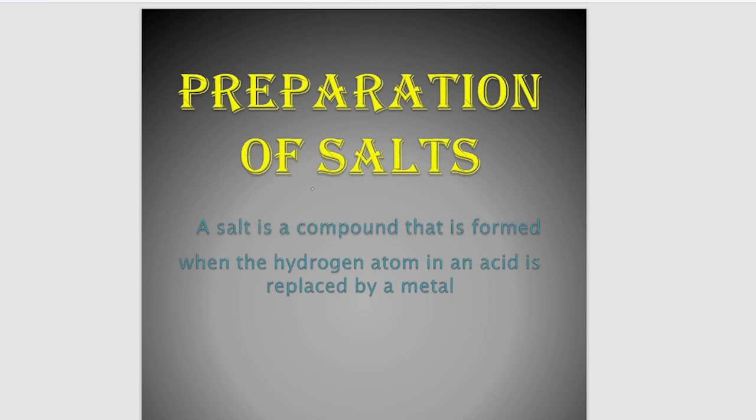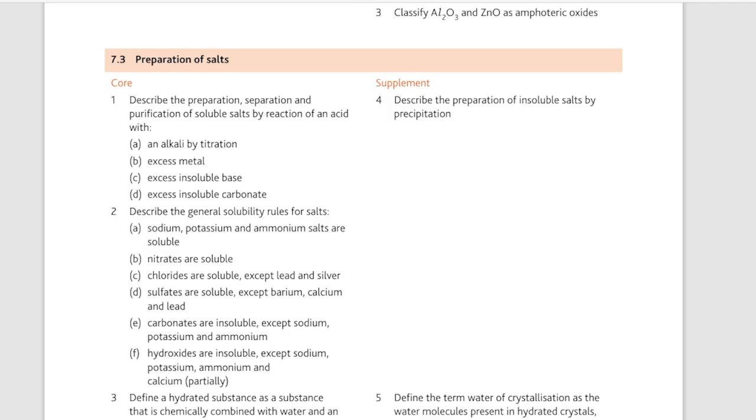So today in this lesson, we are going to learn about the preparation of salts. A salt is a compound that is formed when the hydrogen atom in an acid is replaced by a metal or an ammonium ion. So then salts can be formed. So look at the syllabus part where we can see about the preparation of salt.